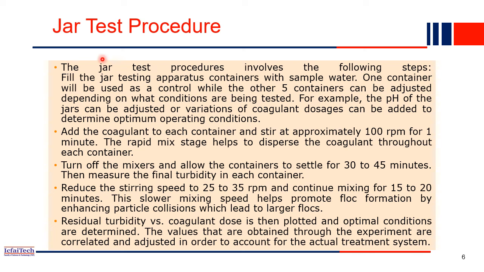So basically in this jar test, we plot residual turbidity. Residual turbidity means how much suspended particles are left, that is, how much is the residual, right? Versus coagulant dosage, which means how much coagulant you added. Then it is plotted and optimal conditions are determined. So you add 1%, 2%, 3% coagulant gradually.